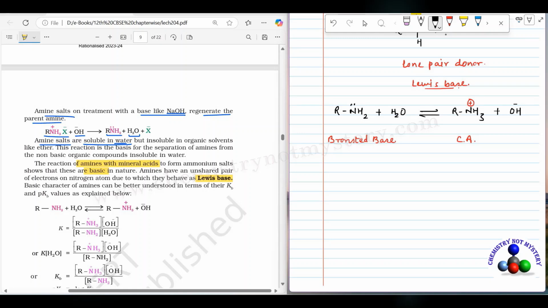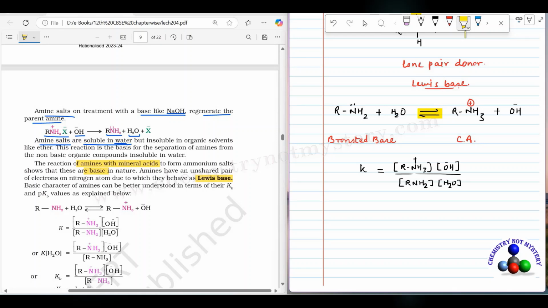As amines are weak bases, they undergo incomplete dissociation. That's why there is an equilibrium. Now let's write the equilibrium constant for this equilibrium. So here you will get concentration of product, this is RNH3 positive multiplied by the concentration of OH negative ion divided by the concentration of reactant, which is RNH2 multiplied by the concentration of water.